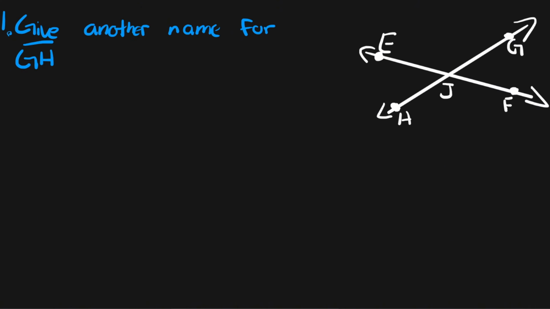Okay, so let's begin with the questions. So here I drew two lines, right? And they intersect at J. By the way, just remember this as the point of intersection, because that's where these two lines intersect, that's where they meet. So the first question says, give another name for segment GH.